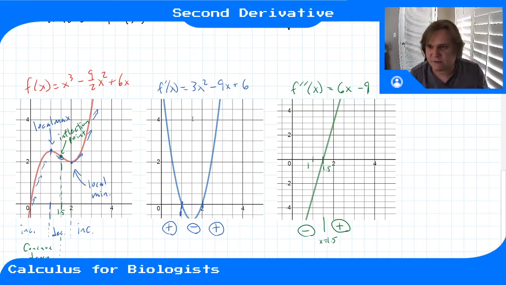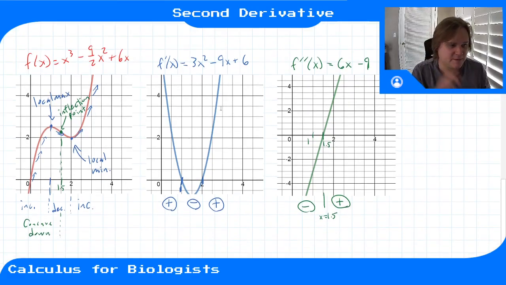Let me scroll down a bit. And then on the right, it's pointing upwards. This bowl is almost like a U, and then this part would be cut off. So that's concave up on the right, because that's where the second derivative goes from negative to positive.